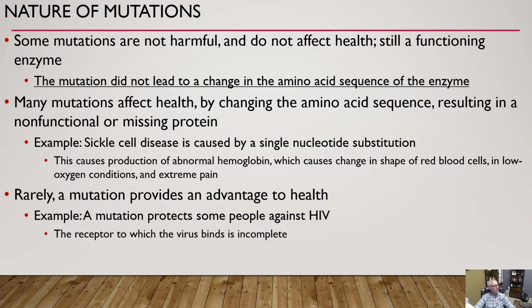Now, rarely mutations can provide an advantage to health. One example is that we see this in some Scandinavian people who have been exposed to HIV: the virus does not attack the person's immune system because the receptor that the virus would attach to on the white blood cell, the T cell, is incomplete. So the virus does not get into the T cell and therefore doesn't kill off their immune system.